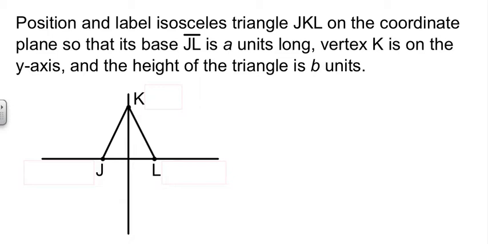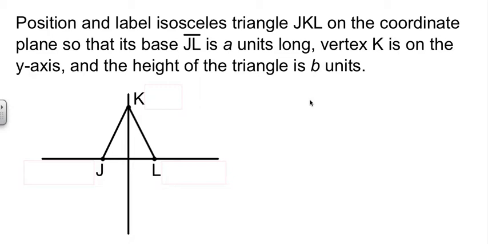Now, here, they're asking us to position and label an isosceles triangle, JKL, on the coordinate plane so that we have a base, JL, which is A units long. We have a vertex, K, which is on the y-axis. And the height of the triangle is B units. Notice we've got an A here and a B here. We don't have actual numbers, we have variables to work from.